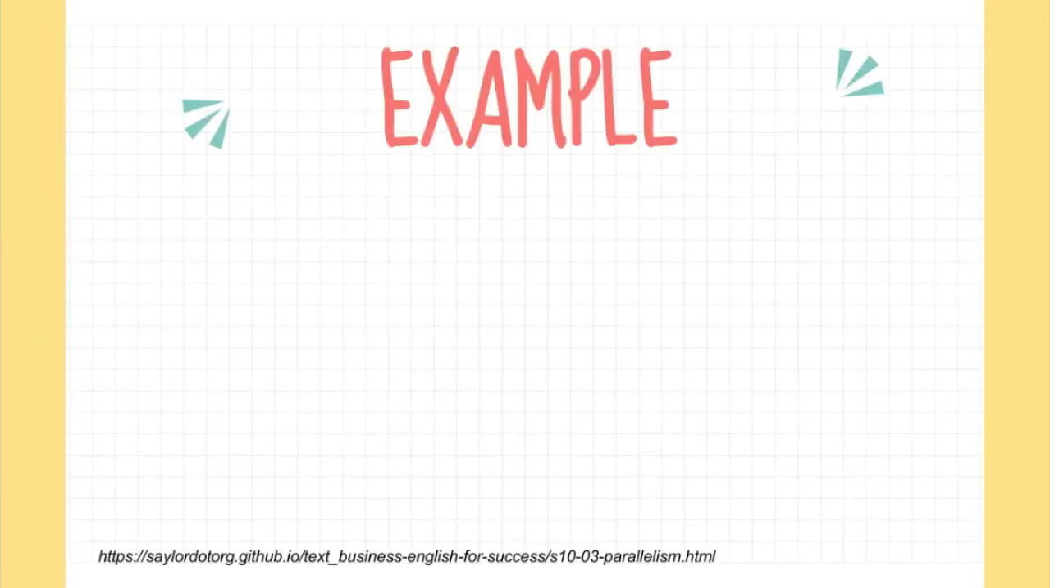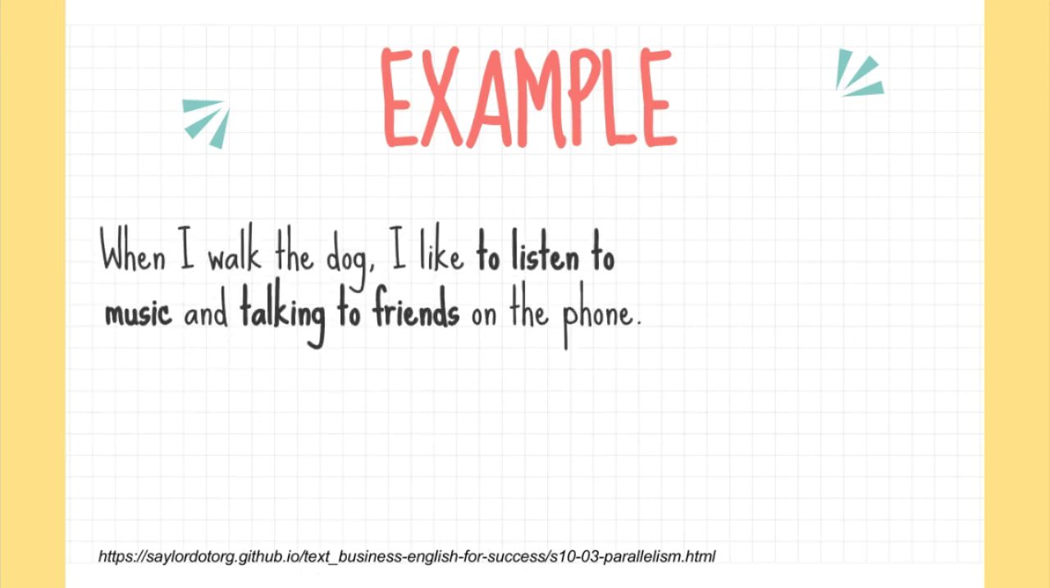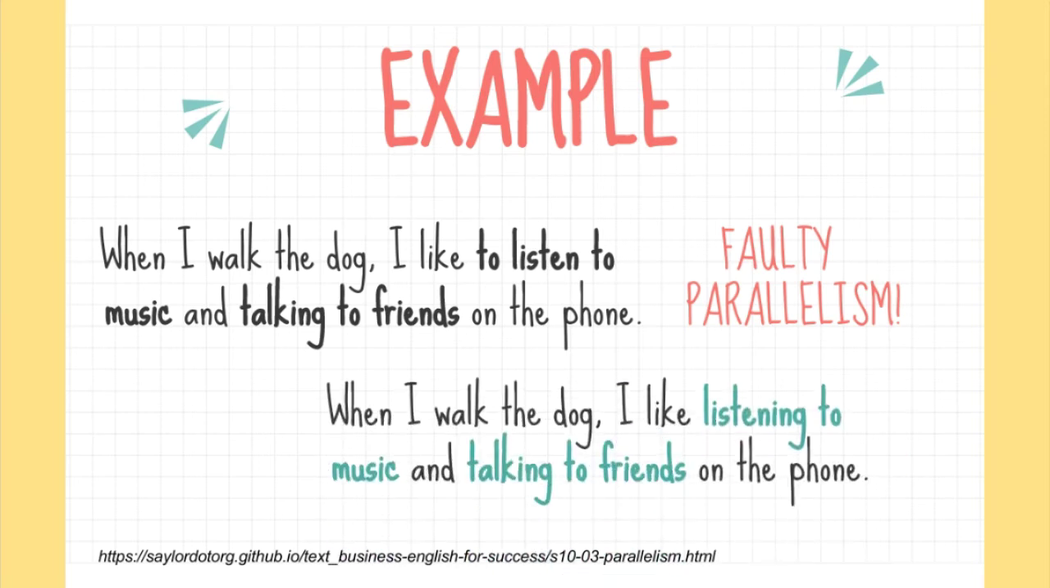So let us study the following examples. When I walk the dog, I like to listen to music and talking to friends on the phone. So what have you noticed on the structure of the sentence? It is a faulty parallelism. It uses different verb forms, to listen and talking. So how are we going to make it parallel? When I walk the dog, I like listening to music and talking to friends on the phone. Here, the grammatical construction on each side of the coordinating conjunction and is the same, creating a parallel structure.